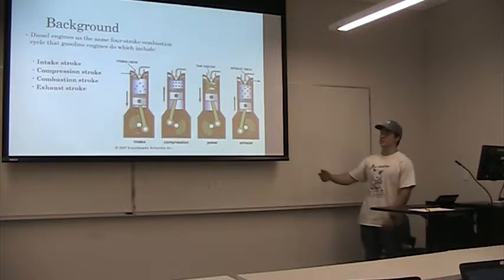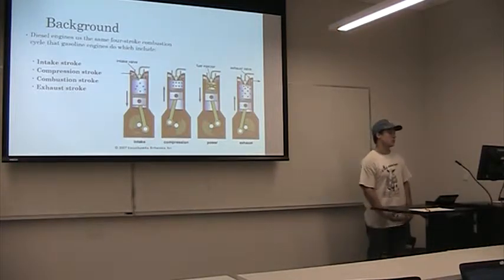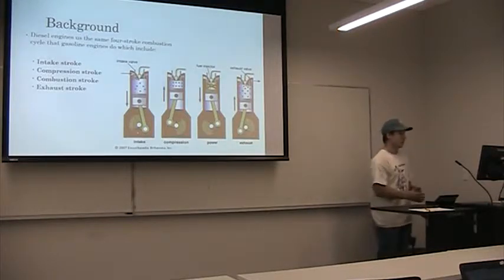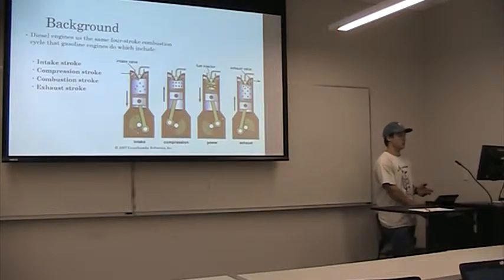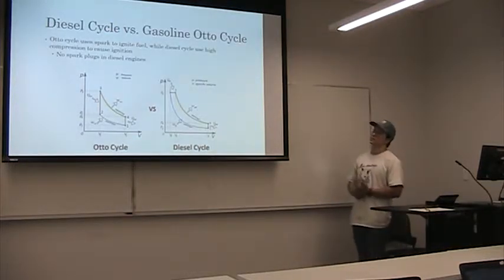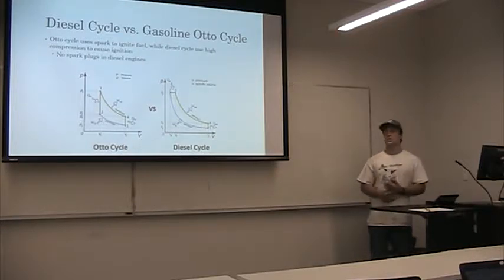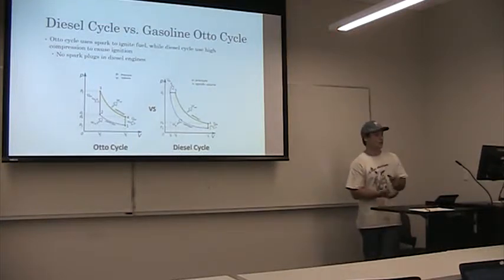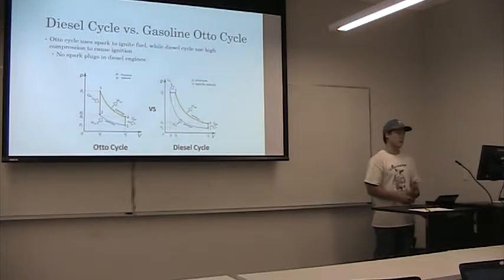In gasoline engines, fuel is injected before the compression cycle, so you're compressing a mixture of gas and air, instead of just air here. That's the big difference between the cycles. The strokes are the same, but when fuel is injected is different. Like I said, our Otto cycle uses spark to ignite the fuel. As you compress it, it gets to a certain pressure, the spark plug ignites, and that's when you have combustion.